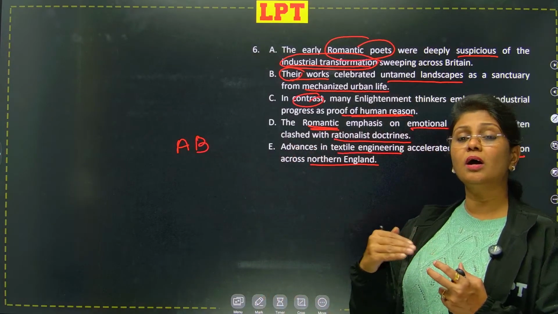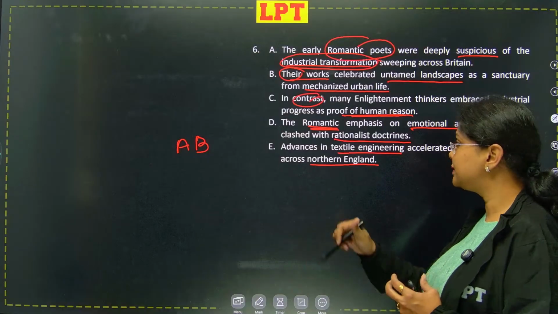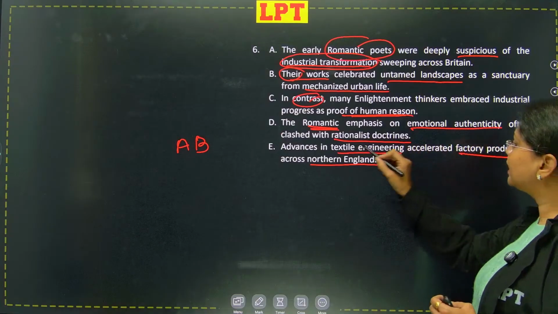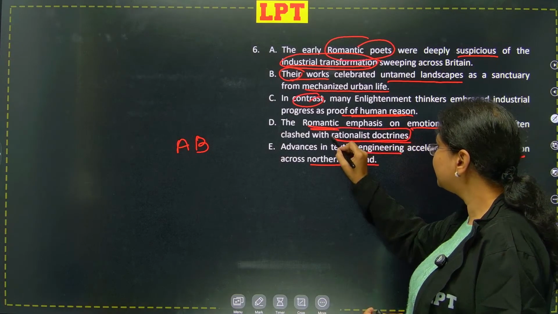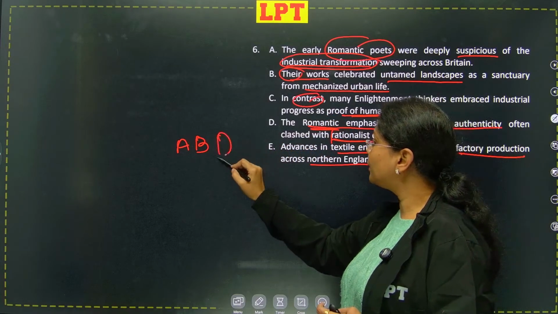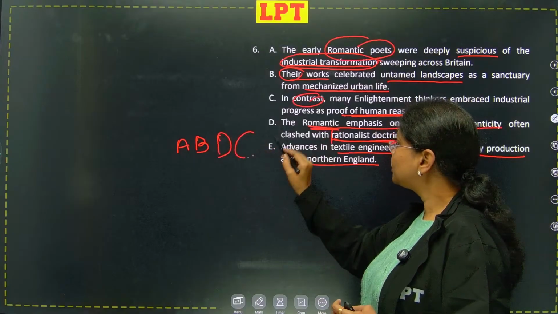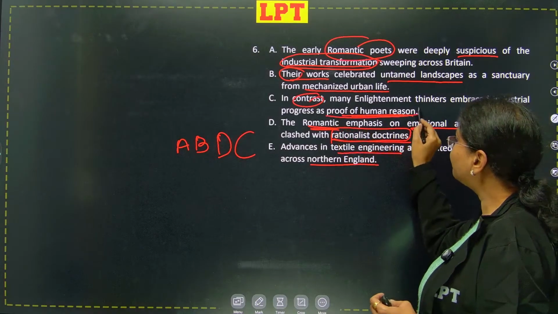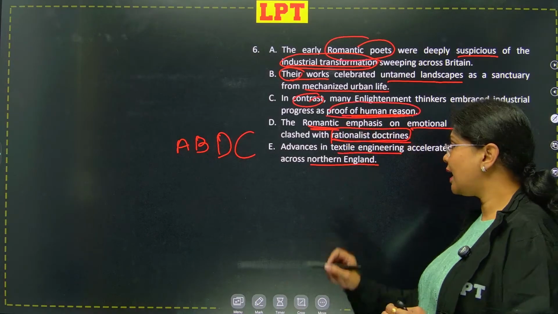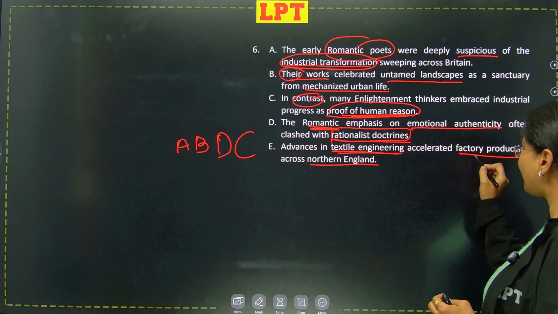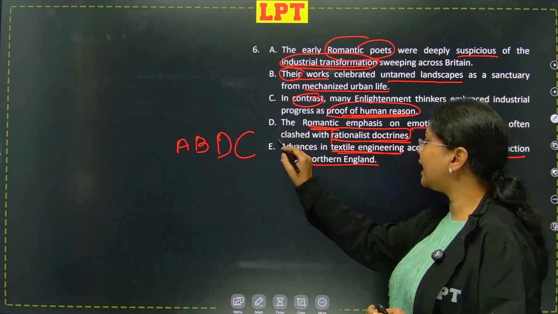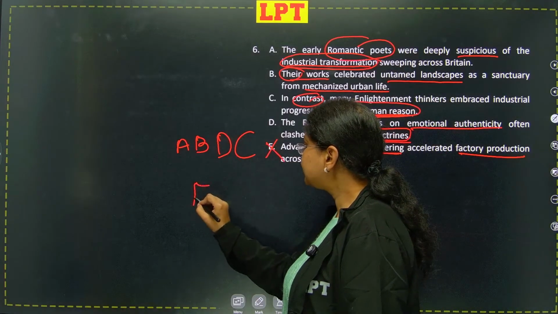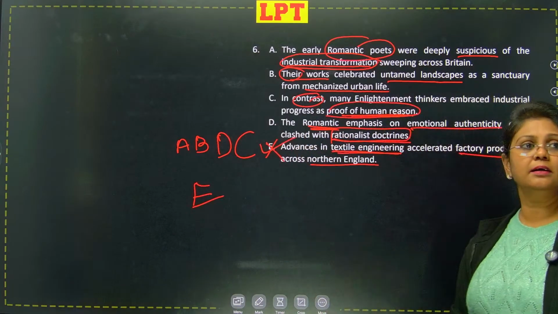Now you continue along the same line with respect to romantic poets, and then you say the romantic emphasis on emotional authenticity often clashed with rationalist doctrine, and then you conclude with C. So A and C. So C, in contrast, many Enlightenment thinkers embrace industrial progress as a proof of human reason. Now E, on the other hand, talks about textile engineering accelerating factory production across northern England. So that really does not gel with the rest of the statements here, making it the odd one out. E becomes the answer.